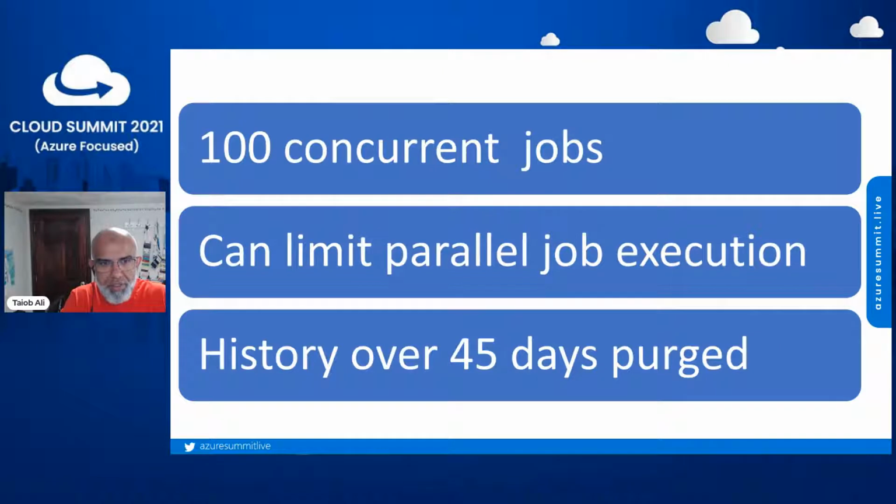The max is 100 concurrent jobs. It keeps the history by default for 45 days, and then it gets purged. Depending on the resources that you assign to the database being used as your agent, it might limit parallel job execution, because to execute a job you need a scheduler and some memory. If you don't have that, you might get stuck.